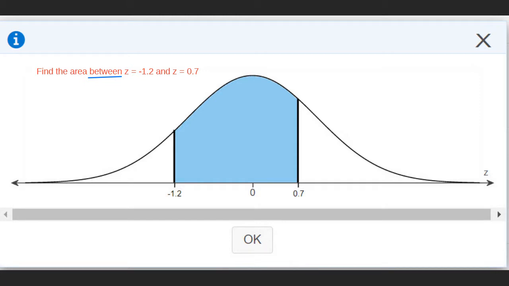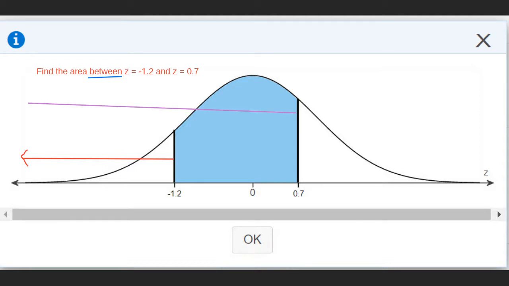Remember from the table, what I can get is the areas to the left. So I can get the total area to the left of negative 1.2 from the table, and I can get the area to the left of 0.7. That's all the table will give me, those two areas.